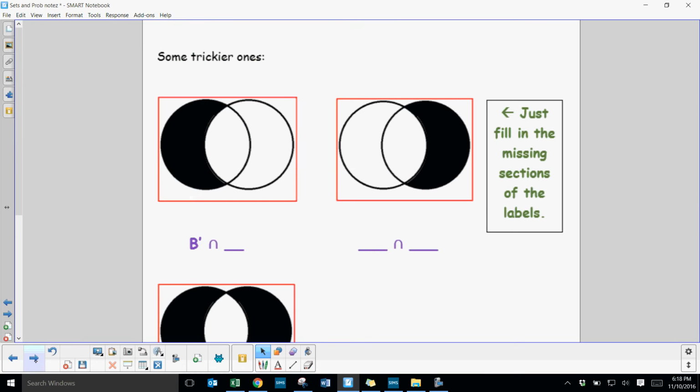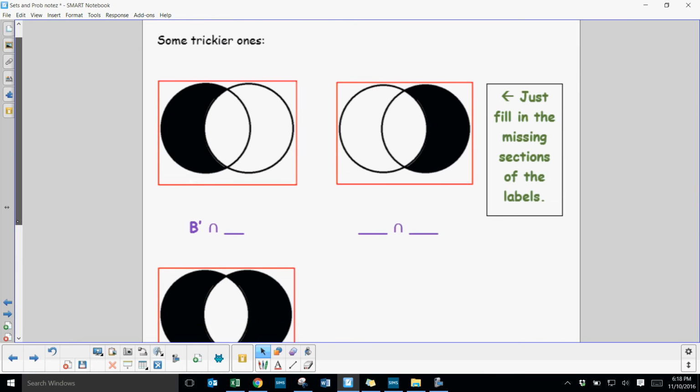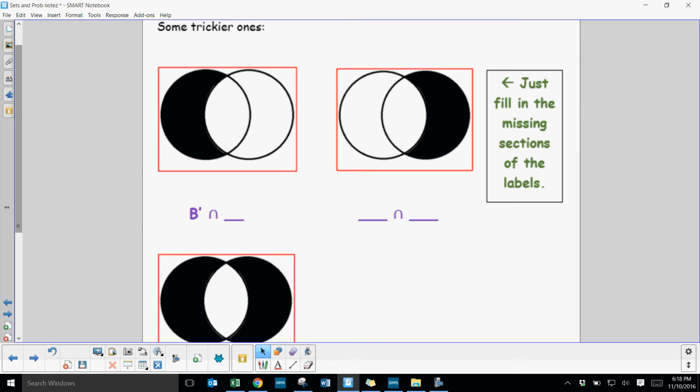Some trickier ones here. Slightly trickier. So assuming that it's still going A, B, A, B, and so on. Here it's saying the intersect of B dash. So everything that's outside of B has been shaded. That also has to be A. So it's the B dash which intersects with A.